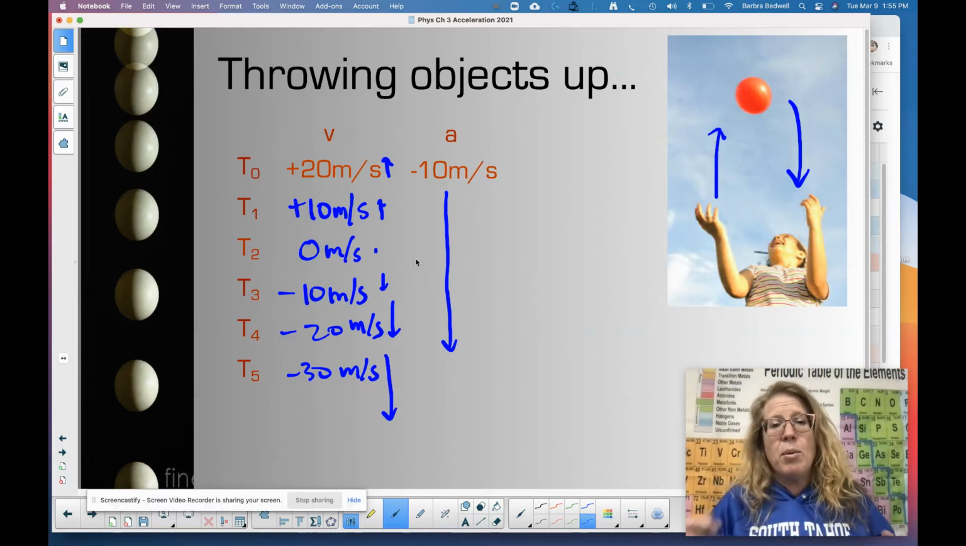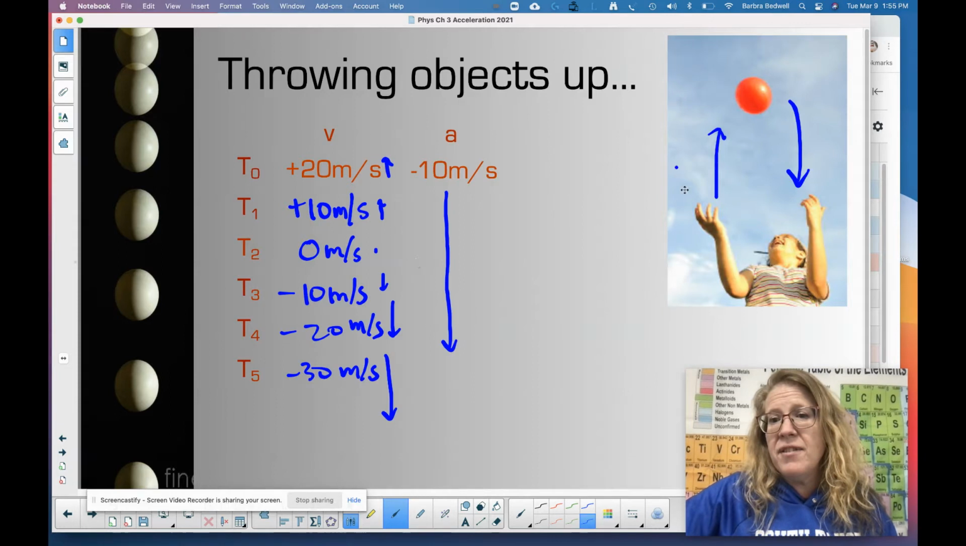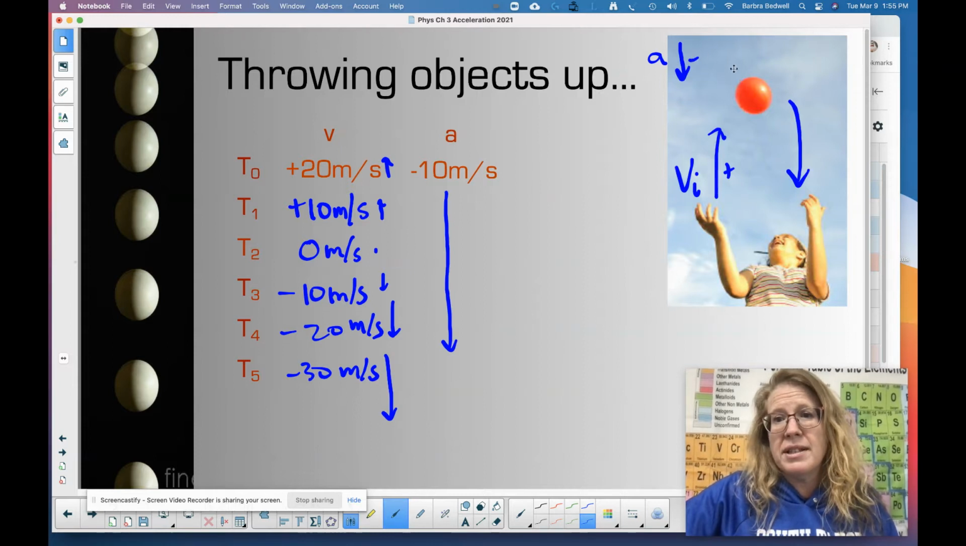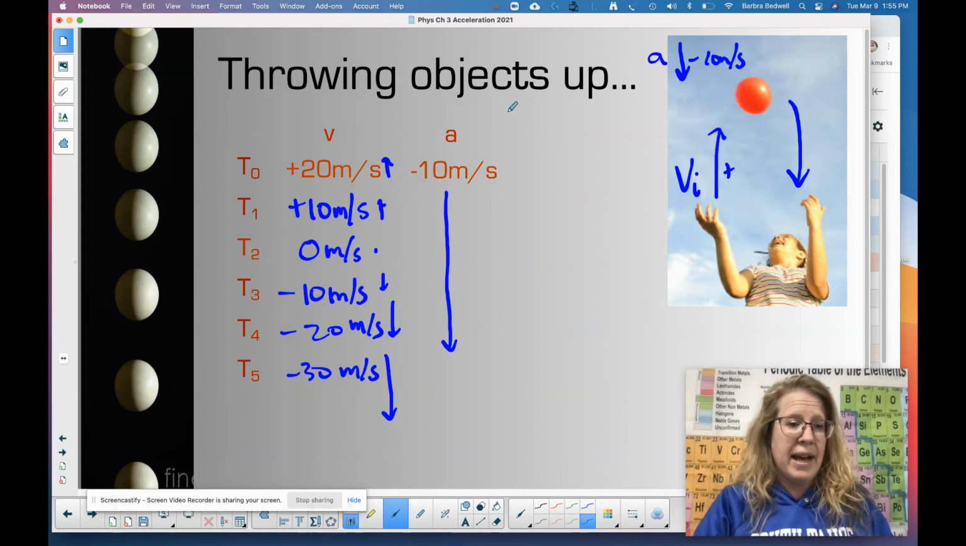So again, think about what the difference in signs mean. You'll hear me talk about this a lot, that the signs, positive and negative, are really critical to identify the direction of motion. So if your velocity vector is upwards, if we're going to call this positive, then our acceleration vector is going to be downwards. It's going to be negative, at negative 10 meters per second. So again, just got to be very careful about how you identify the positive and negative axes. All right, so moving on.